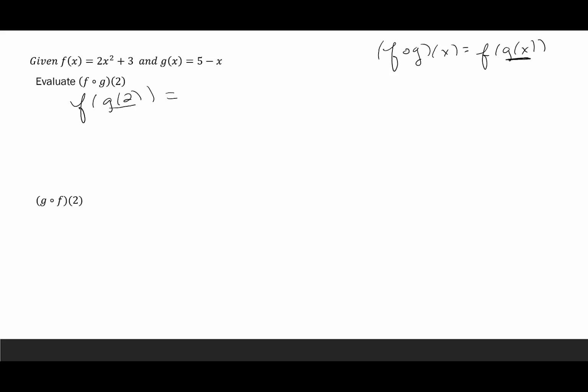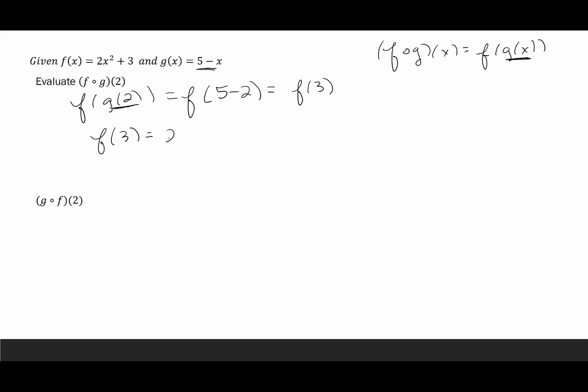So I look at what g says. G says whatever you get, you're going to do 5 minus that. So let's leave the f, I haven't used it, and I'm going to do 5 minus 2. So this says I have f of 3, since 5 minus 2 is 3. So now I know what to do. I take the 3, and I plug it into f.